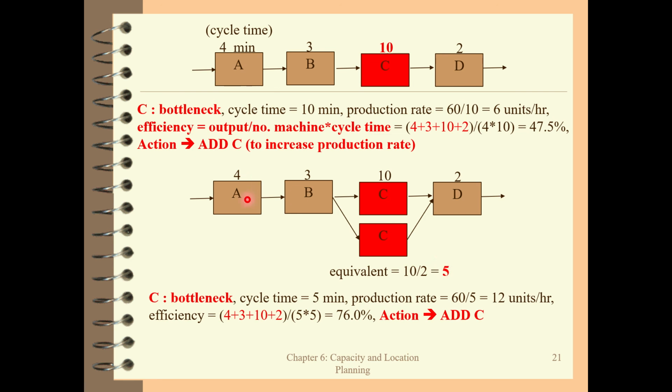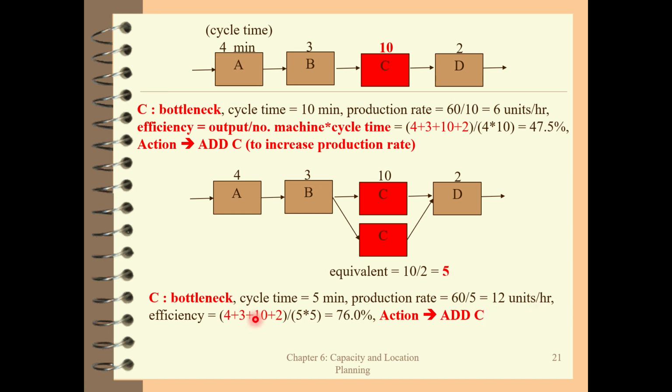So now you have machine A cycle time 4, B 3, C 5, D 2, right? Which one will you add? Again, the bottleneck is machine C still. So the cycle time now is 5. Production rate after you increase one of machine C will be 60 divided by 5, which is 12 units per hour.